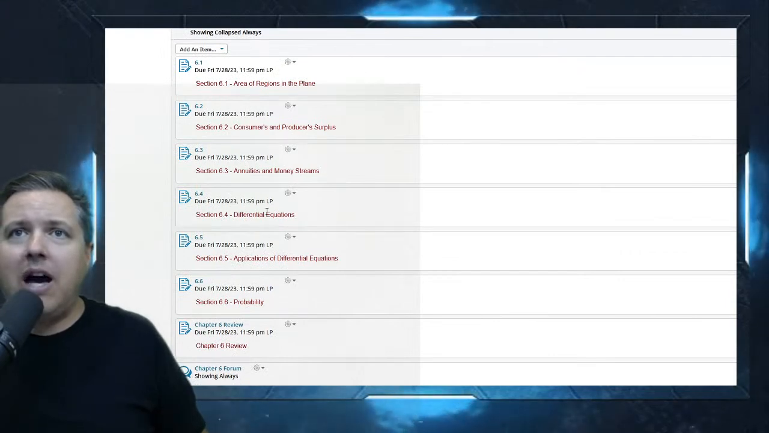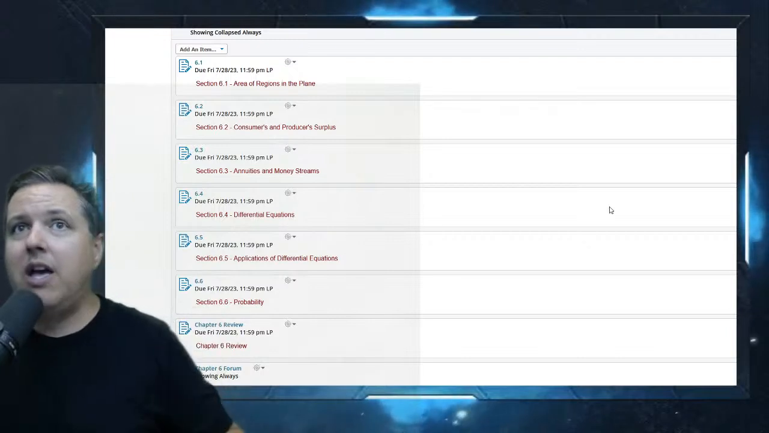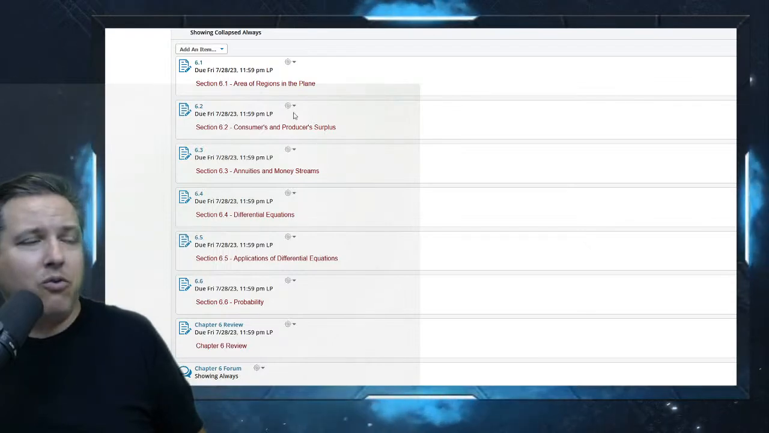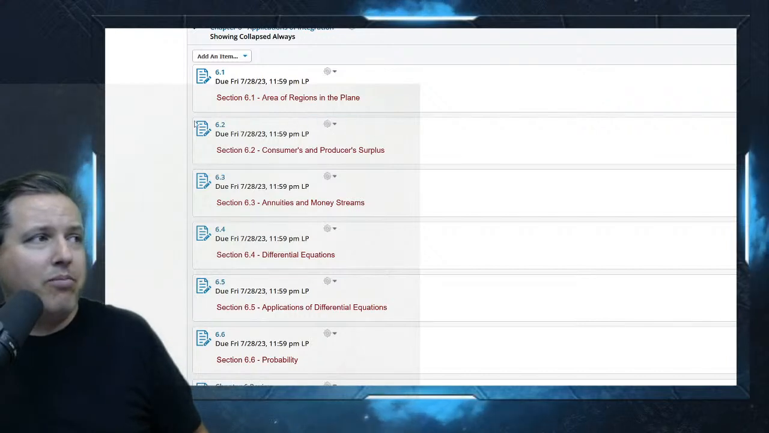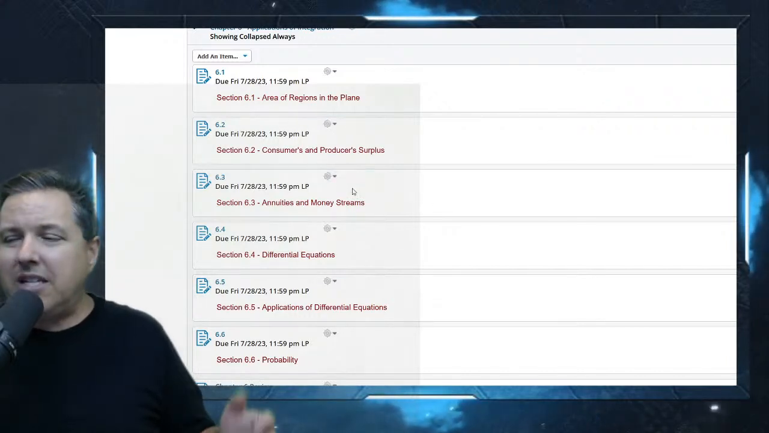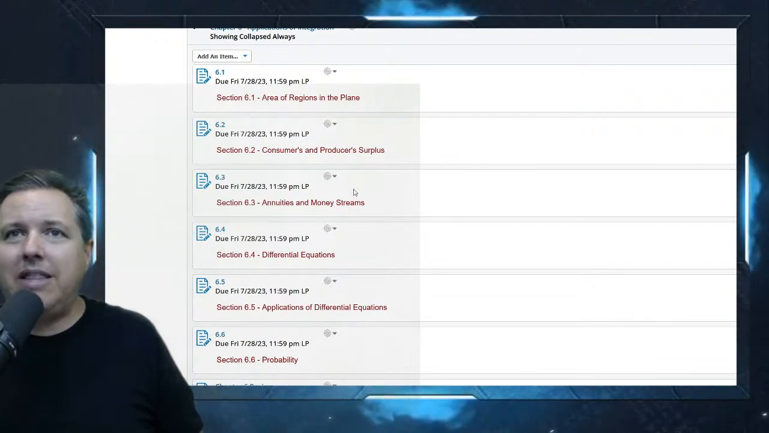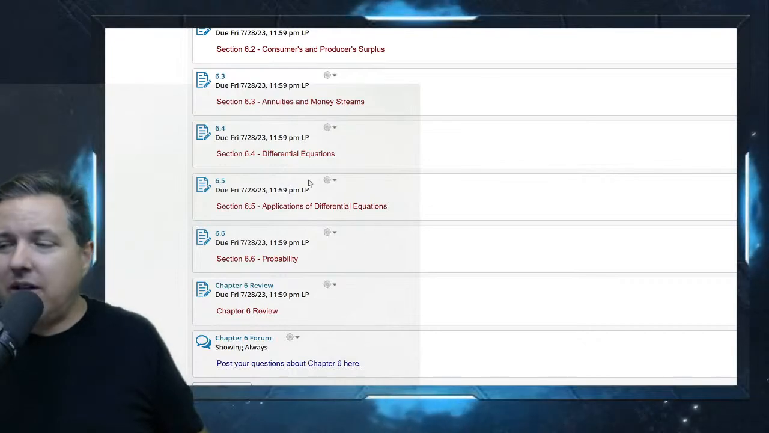This area of regions in the plane, 6.1, will be on the final exam. 6.2 and later will not, but you need to know that stuff because, one, you need to get points for the homework, and also consumer and producer surplus is stuff that you need to know for the future. So when it comes up in your economics classes and stuff, you know what people are talking about. Annuities and money streams depends on what you're going into, but some of you might find that very important.